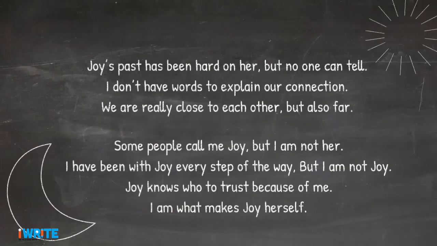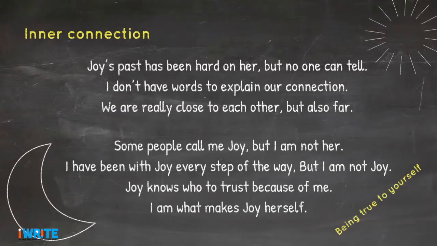Let's take a look at this next stanza. Here, Nia really shows the realness of the character as she talks about how the past has been hard on Joy, but no one can tell, and she really starts to show this inner connection. On the bottom stanza, she goes further as to comparing herself to Joy, and that this person, this feeling, this connection has been with her every step of the way. And trust is a big piece in this next stanza. This could represent being true to yourself or trusting yourself.